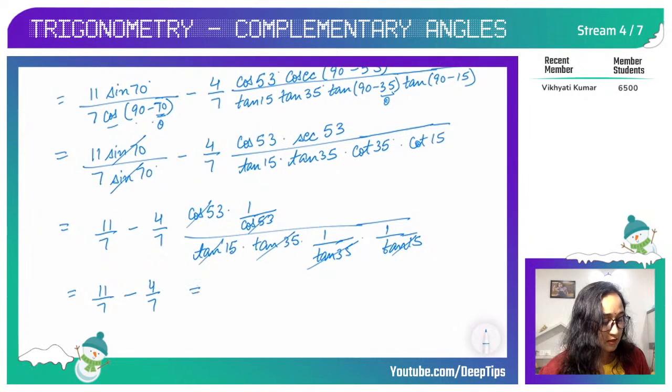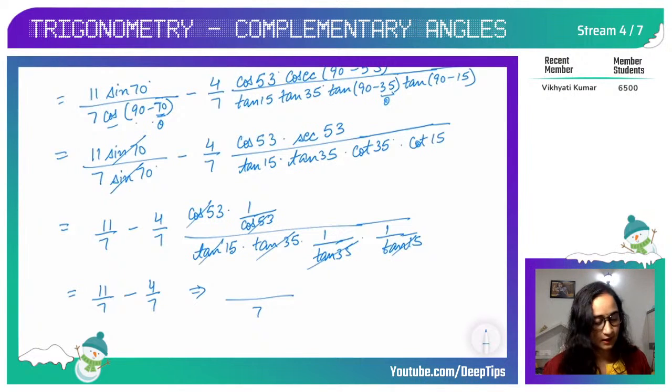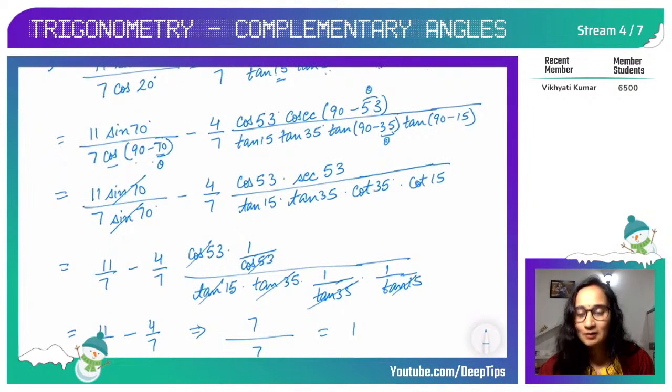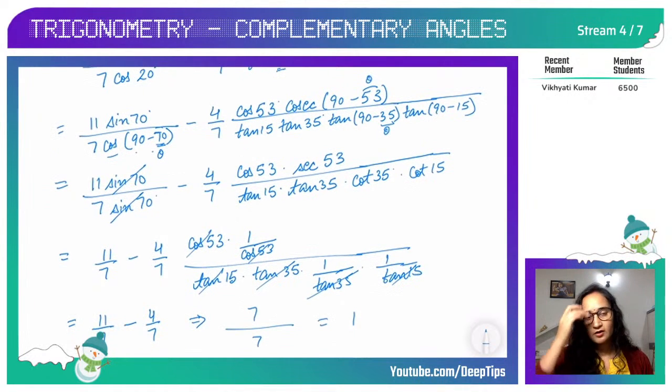If you solve this, 7 is your denominator after taking LCM. 11 minus 4 is also 7. So 7 by 7 is equal to 1. So 1 is the answer to such a big question. I hope you are clear with the concept, how to make use of complementary angles and how to rewrite the angles and then use the given formula. So I'll be back in a second.